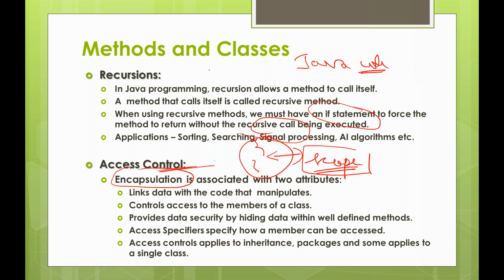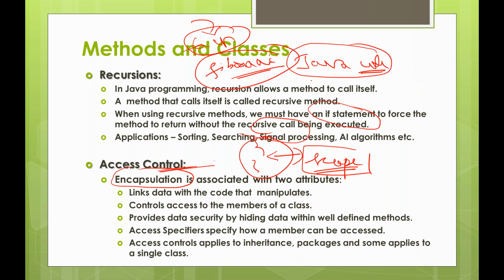For example, to find the Fibonacci series, you can use it there, or to find the factorial of a number. When you try to do those things, automatically you will come to know whether this is a right candidate for using recursive methods. So this is my example, what I was thinking. There is a particular package called Java IO.